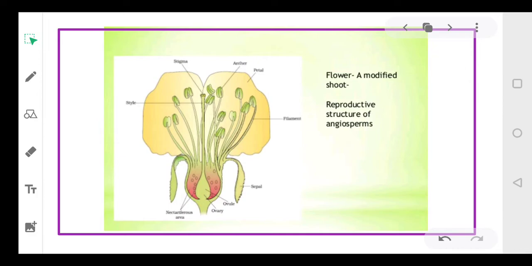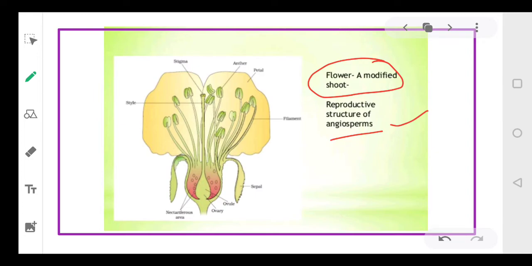Right, so flowers are basically the object of aesthetic, ornamental, social, religious and cultural value, isn't it? They are used as symbols for conveying your important feelings such as love, affection, happiness. But a flower actually is a modified shoot. Flower is a modified shoot and it is a reproductive structure of angiosperms. Angiosperms means that class which contains those plants that bear flowers.